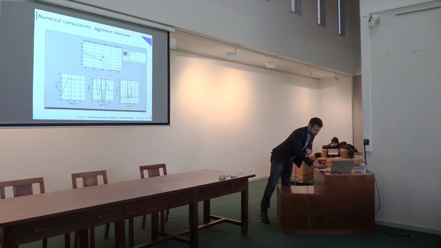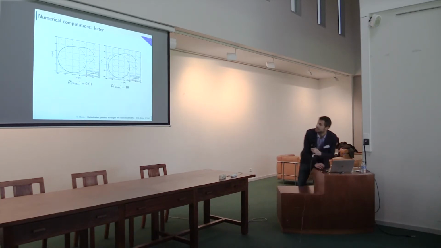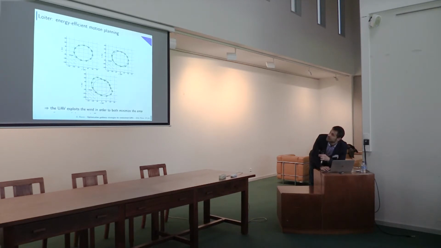Okay, these are some other simulations. I'm going to skip this because I think it's late. So this is a loiter maneuver with constant wind. Here you can see a path following approach, and this is a trajectory tracking approach. And if you want to see a loiter maneuver and you want to minimize, in this case, the energy, you see some features of the trajectory. Here the UAV is exploiting the wind in order to minimize the energy.